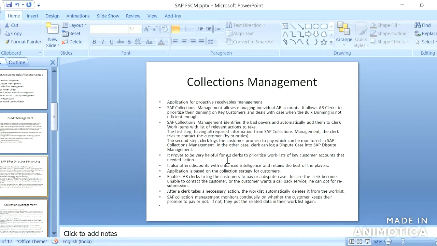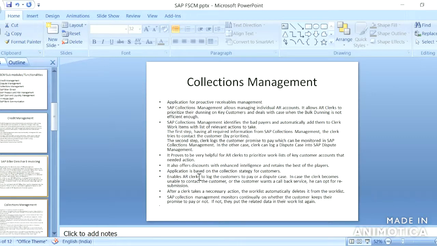It proves to be very helpful for AR clerks to prioritize work lists of key customer accounts that need action. So with the help of collections management, clerks can prioritize their work lists.